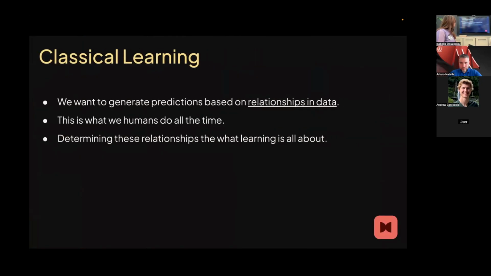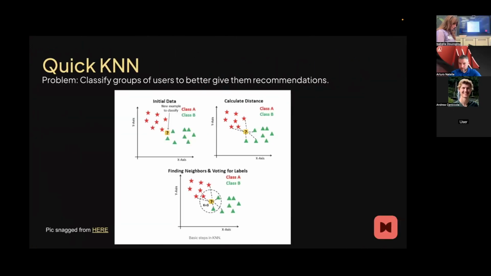Learning is all about finding relationships in data. That's what I do every day. That's what I'm doing right now when I'm trying to talk to you guys. I'm paying attention, seeing who's not paying attention. If I'm losing you all, or if you all start to sleep, I have to change how I'm interacting with you. I'm learning, building relationships out of the data that I understand.